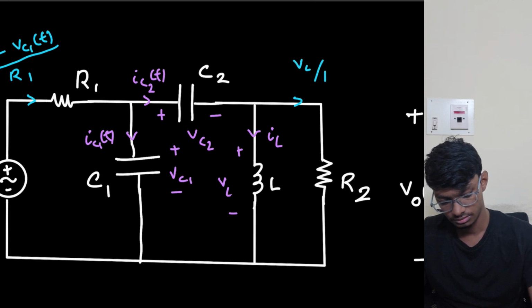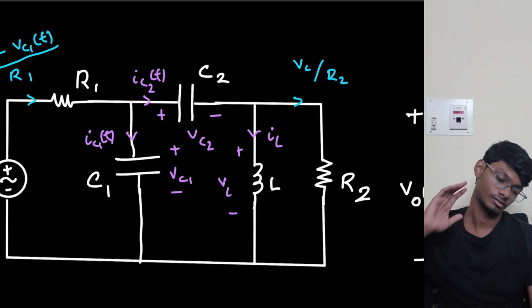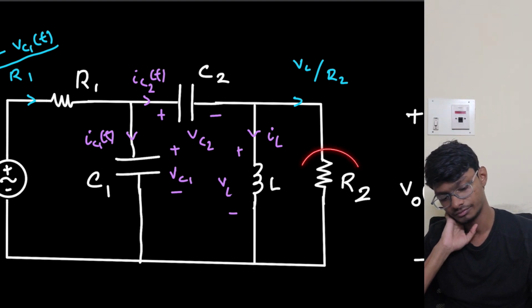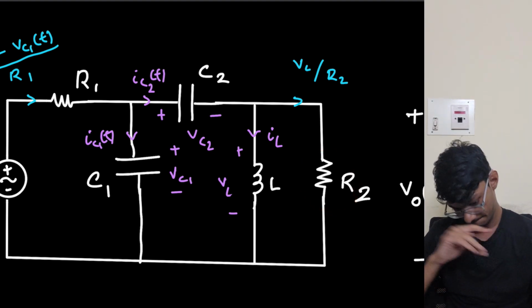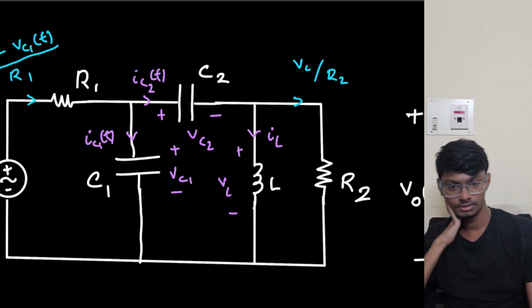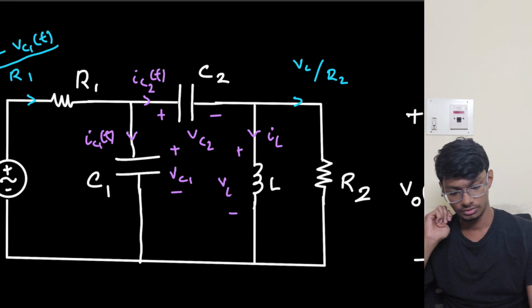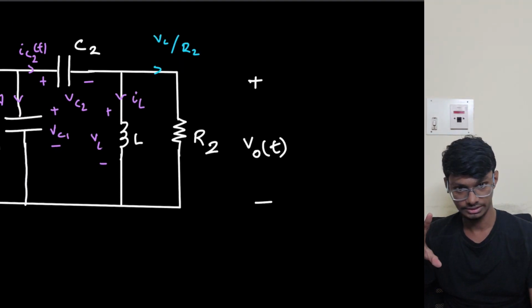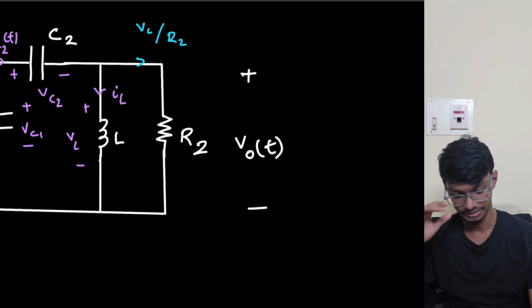So VL by R2. Okay, VL by R2. So yeah, this is simply VL by R2, and V0 equals VL by R2 only, right? But that is not a state space relation, so I will not write that.